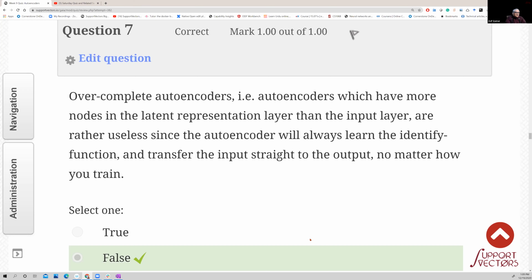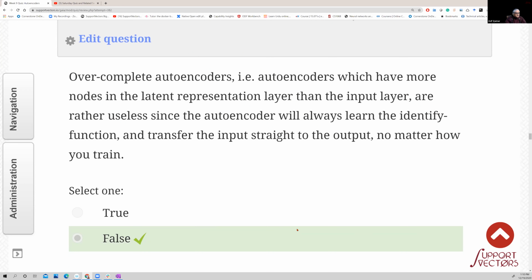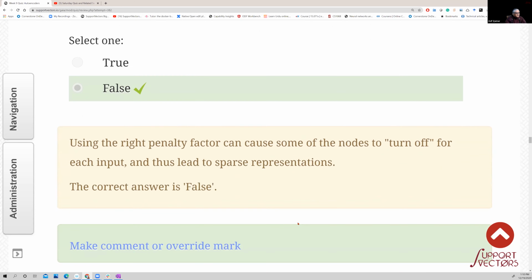The point is overcomplete autoencoders are very effective, for example, in generating sparse representations and so forth. So you can use some regularization in training, and that will make it very useful. It will prevent the system from just transferring the input to the output. And therefore, you can use, and you do use, overcomplete autoencoders. You just have to remember to have a very strong regularizing argument somewhere.